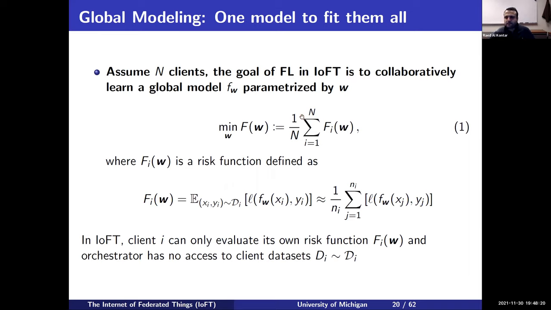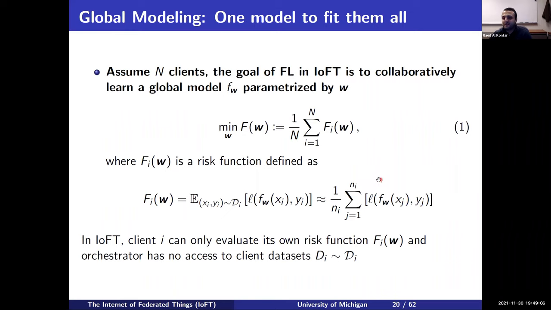So in general, when we want to learn the global model, we want to minimize the average risk over the end clients. Here N is the number of clients, and F_i is the risk function. The risk function is typically defined as the expectation over the distribution of the data of some loss function, let's say cross entropy or mean squared error. In general, because we do not know the real distribution of the data, this can be approximated by the empirical risk, so basically by the empirical loss function.